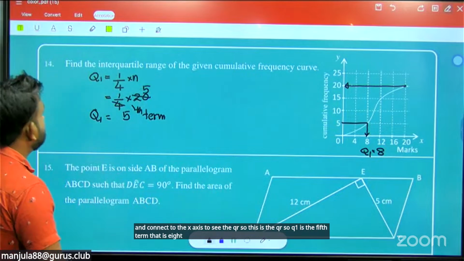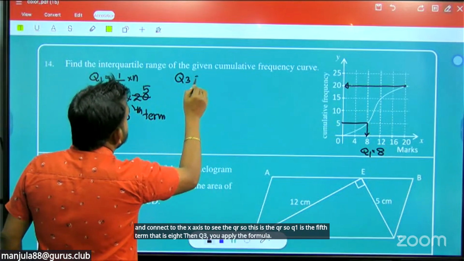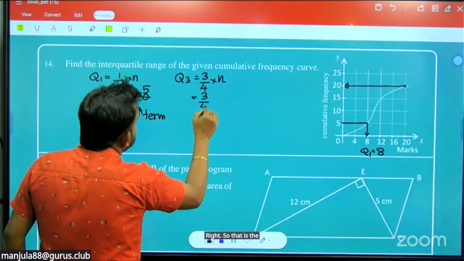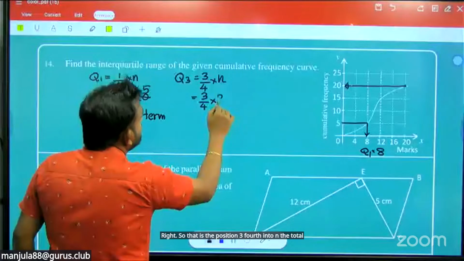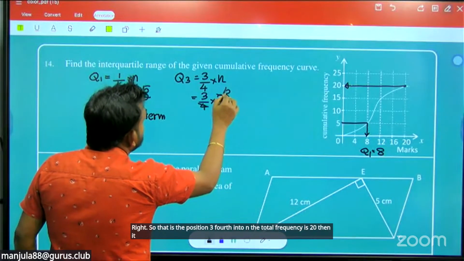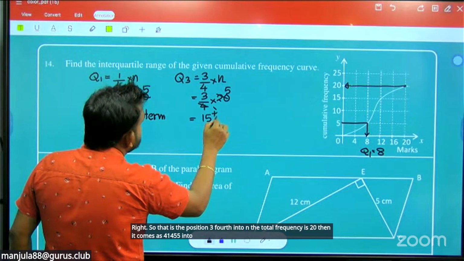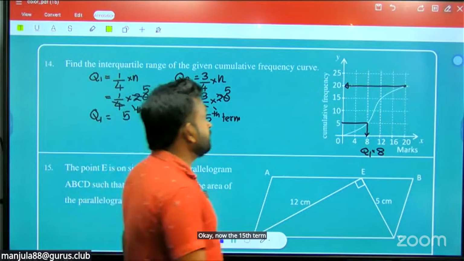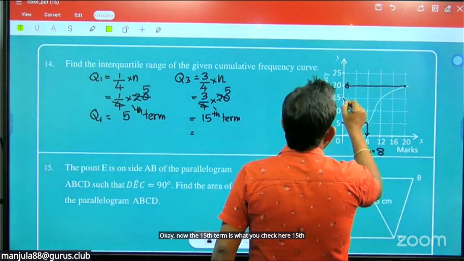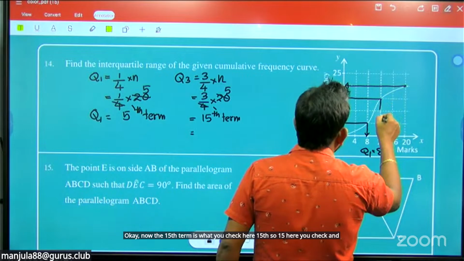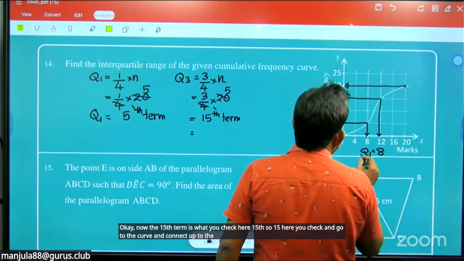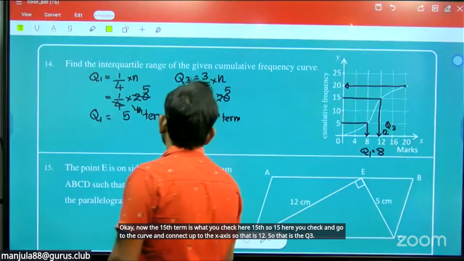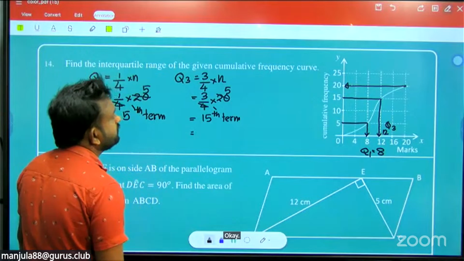Then for Q3, you apply the formula: Q3 equals 3/4 n. That is the position, 3/4 into n. The total frequency is 20, so it comes as 5 into 3, the 15th term. Now what is the 15th term? You check 15 here, go to the curve and connect it to the x-axis. So that is 12. That is the Q3. So the 15th term is 12.